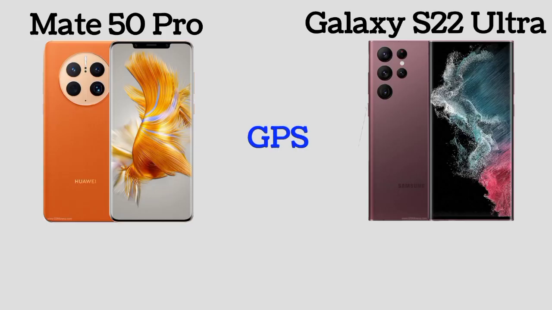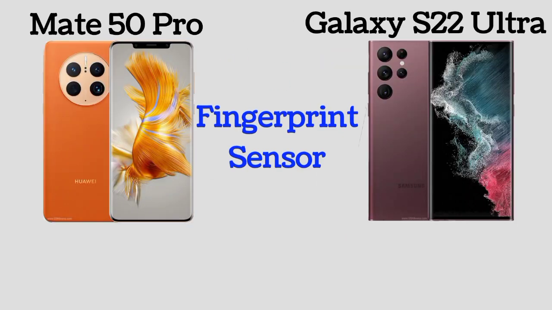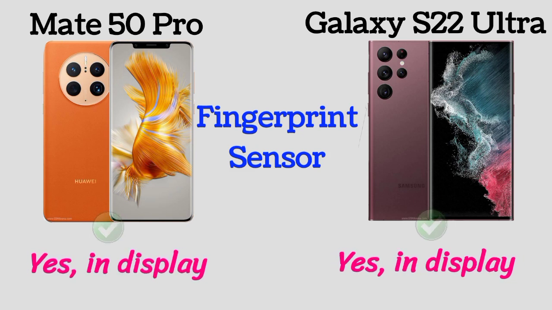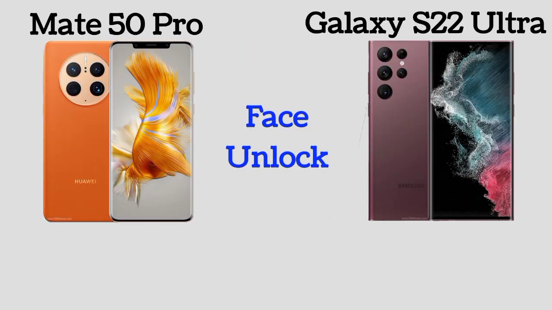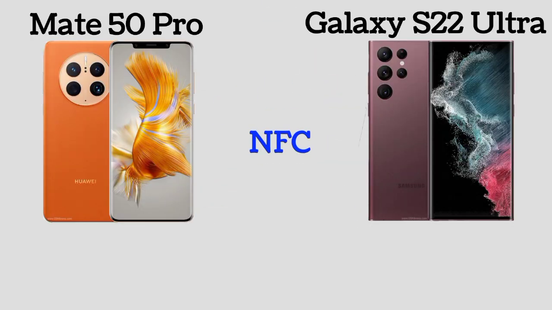Mate 50 Pro and Galaxy S22 Ultra both phones have GPS. Mate 50 Pro and Galaxy S22 Ultra both phones have in-display fingerprint sensor. Mate 50 Pro and Galaxy S22 Ultra both phones support face unlock. Mate 50 Pro and Galaxy S22 Ultra both phones have NFC.